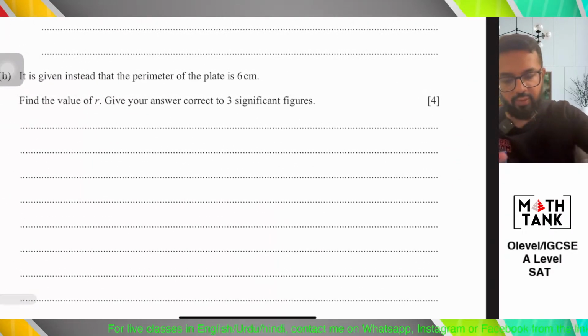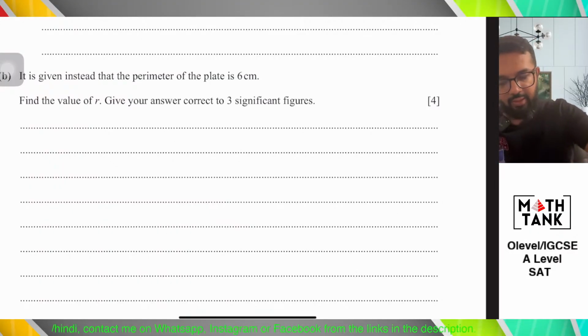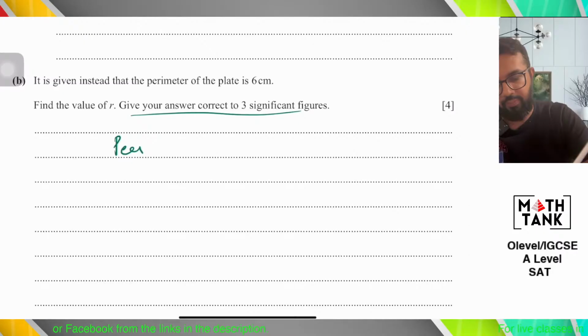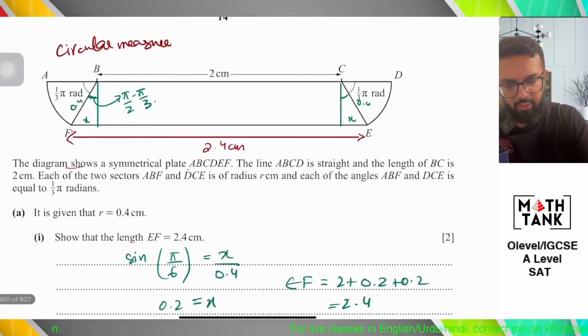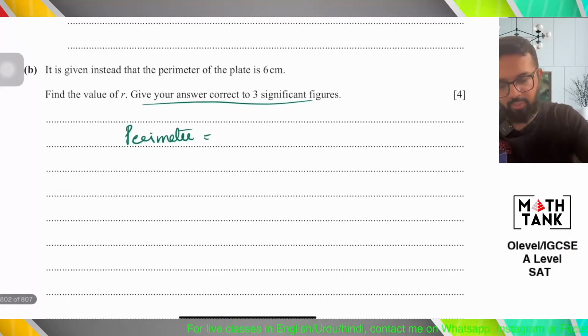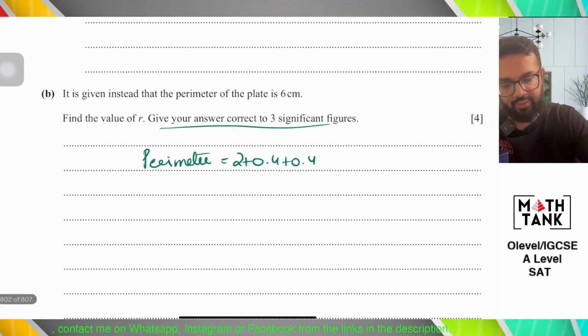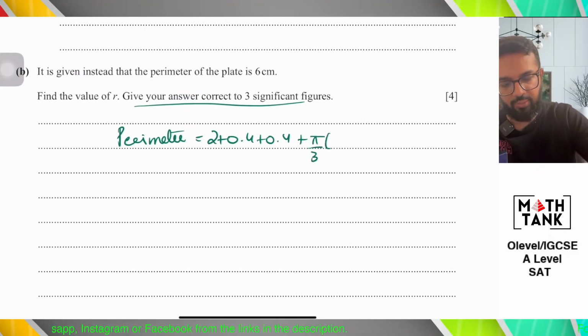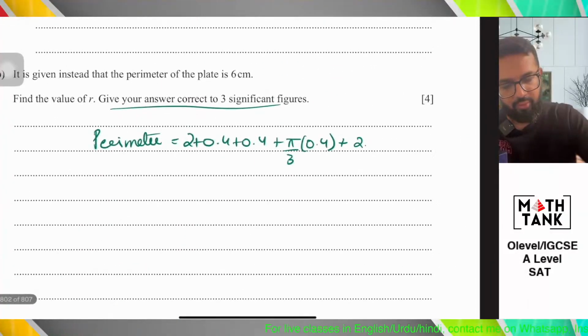Then it is given instead that the perimeter of the plate is 6 centimeters. Find the value of r, giving your answer correct to 3 significant figures. Okay, 2 plus 0.4 plus 0.4 plus arc lengths. Arc lengths are pi over 3 into 4 plus into 2 as well.